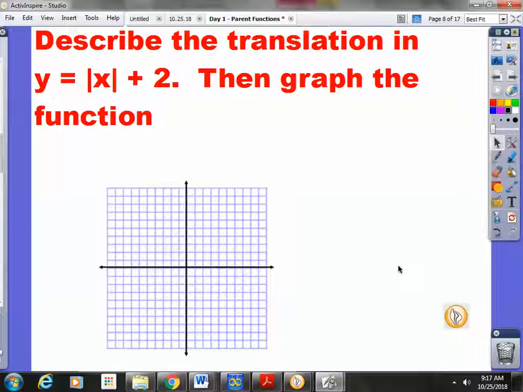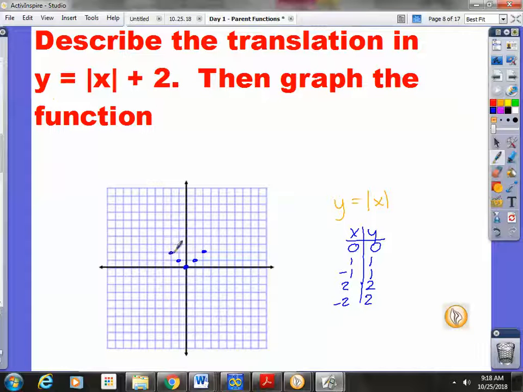So before we look at the transformations, I want you to draw in the parent function. Now, remember our parent function is going to be y equals the absolute value of x. I need specific points. I don't want just an estimate. If you still need to do a t-chart, you can do that. If I put 0 in for x, what do I get out? 0. If I put 1 in for x, I get out 1. If I put negative 1 in, I get out 1. What if I put 2 in? I get out 2. If I put negative 2, I get out 2.